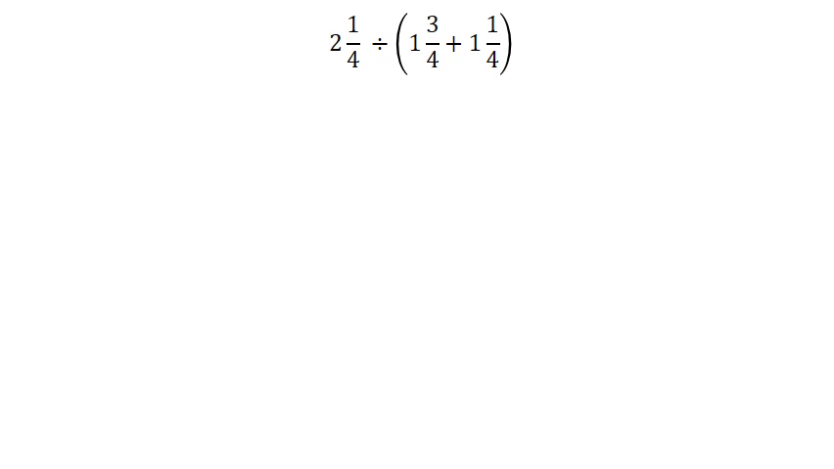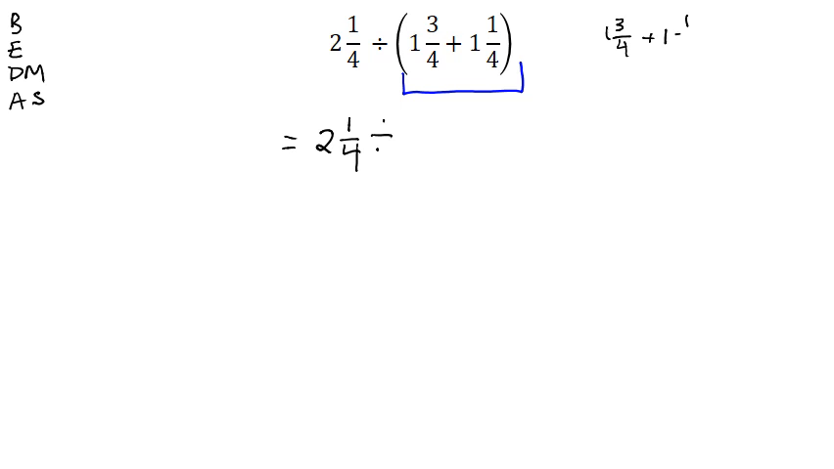All right, last problem we're going to do together. Again, we're going to follow BEDMAS. The first step is brackets. I do see brackets here. In my brackets is this problem. So that's what I'm going to start with. Everything else stays the same, 2 1/4 divided by, and I need to add 1 3/4 plus 1 1/4. This is a really nice problem to add separately because 1 plus 1 plus 3/4 plus 1/4 is going to work out really well.